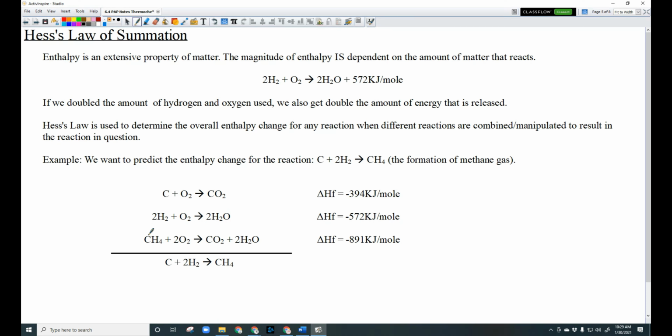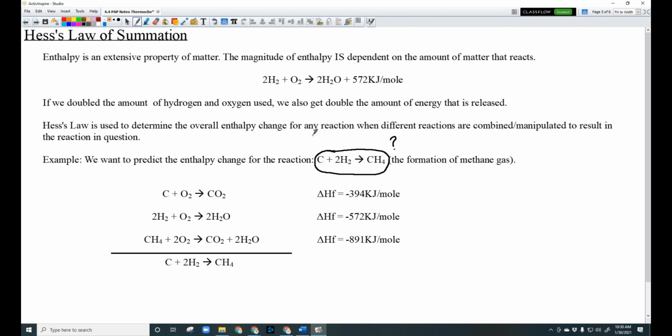And again, the combustion of methane with oxygen to carbon dioxide and water, this reaction has a heat of formation of negative 891 kilojoules per mole. So all three of these reactions, see this negative value? All three of these reactions are exothermic. Now the reaction that we want to know the delta H for, heat of formation, is carbon combining with hydrogen to form methane, this methane right here. This is what we don't know.